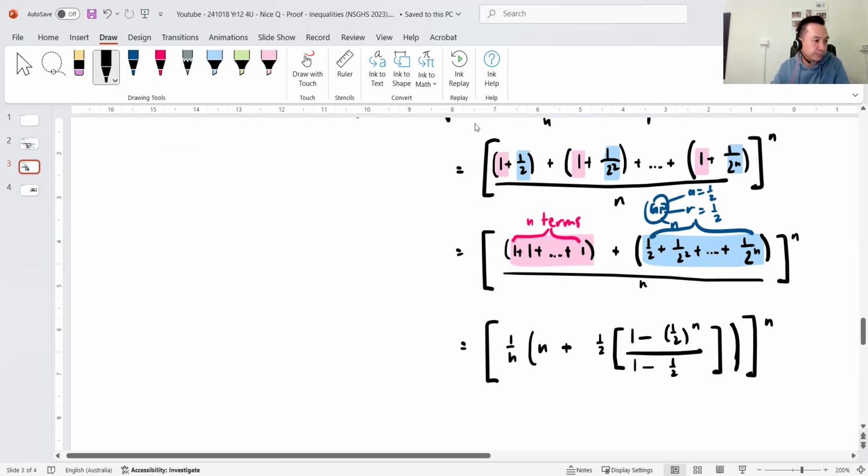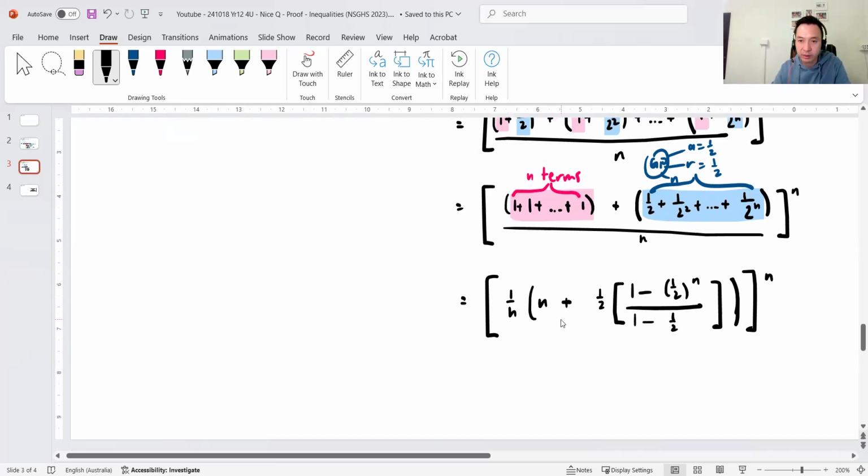Now, that looks like half cancels out with half. Is that right? Yeah. So this bit here cancels out with the bottom because that's half. And then I get a situation that looks like 1 on n times n plus 1 minus a half to the power n.